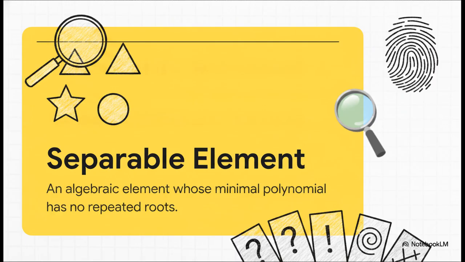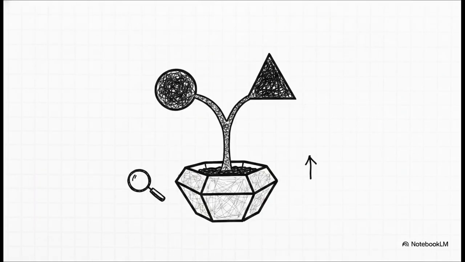So, if the minimal polynomial and its derivative are relatively prime, meaning they share literally no common factors, you are mathematically guaranteed to have perfectly distinct roots. This complete lack of multiplicity is the absolute bedrock of separability. Let's look at a concrete example to really see this separability in action.